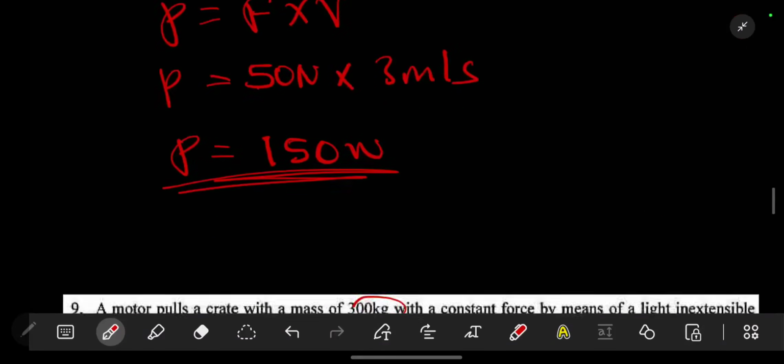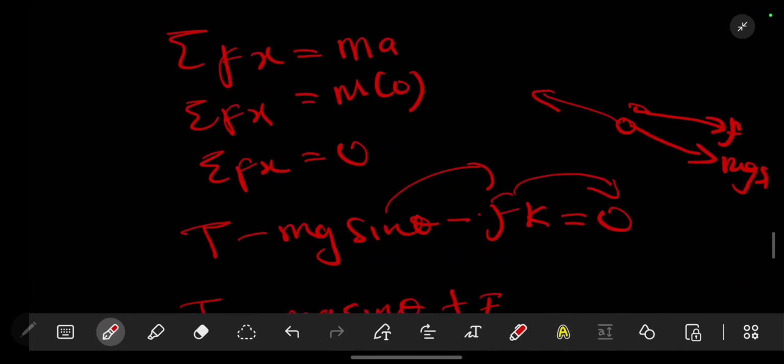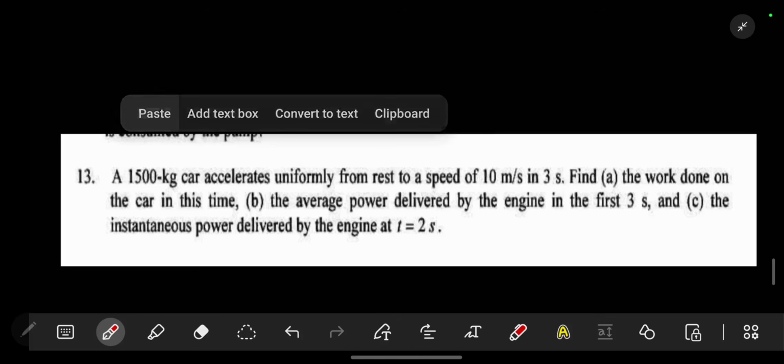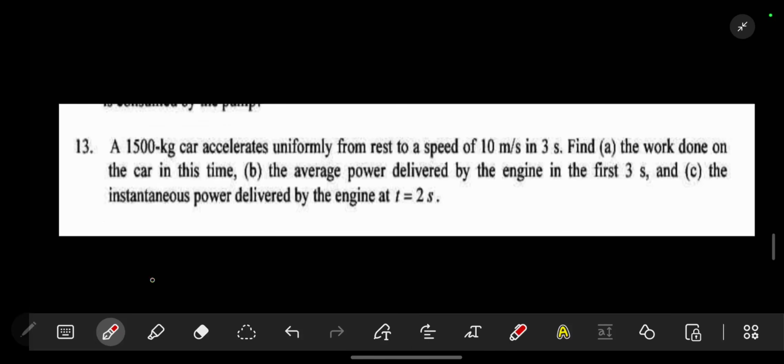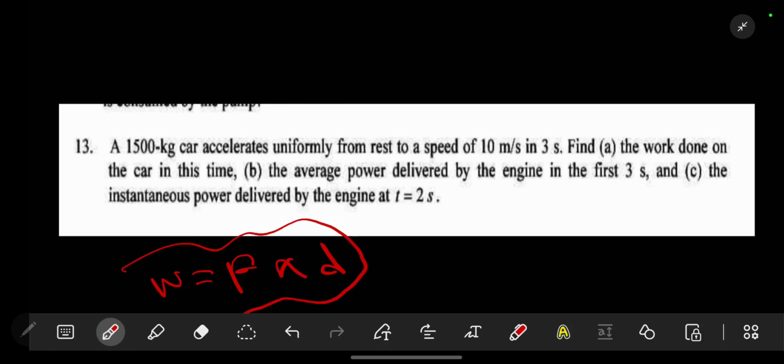So let's say the work done is equal to the product of the force and the distance. Now, do we have the distance? We can find it. We can find the force using kinematics. But in this approach, just in case they have told you to use the work energy theorem.